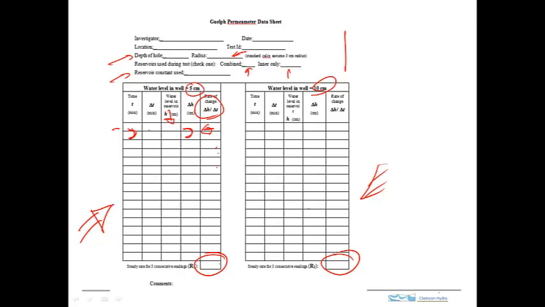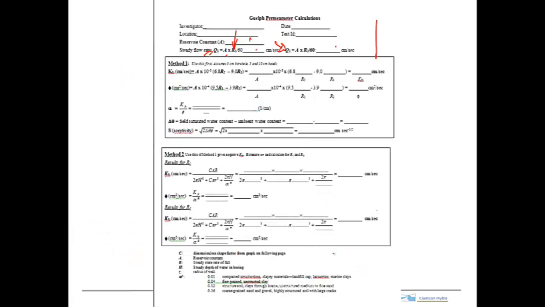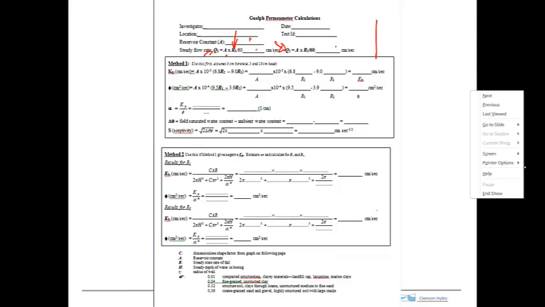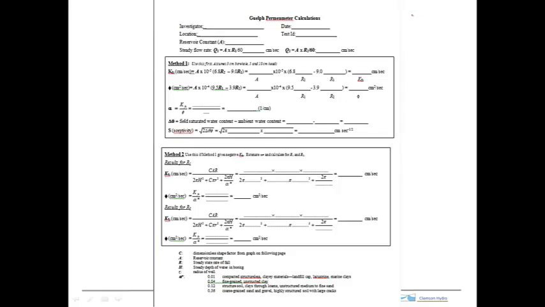So that's the field data, and then to do the analysis, we've got a worksheet here that'll take you through the calculations. And if we look at the header up here, we've got some stuff to fill out. The reservoir constant, that's from the previous page. And we get the steady state flow rate, which is multiplying the reservoir constant times that rate of drop divided by 60. And so fill in those values.